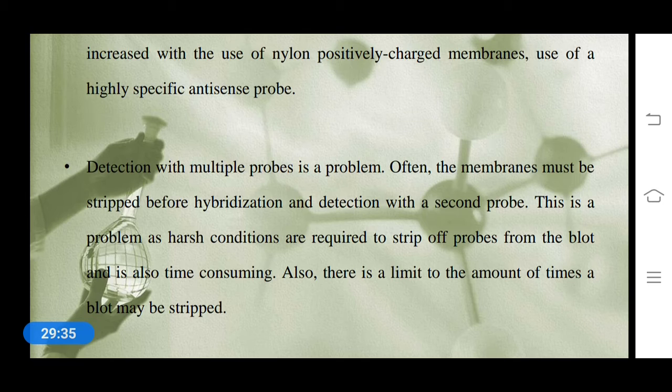Often the membranes must be stripped before hybridization and detection with the second probe. This is a problem, as harsh conditions are required to strip probes off the blot, and it is also time consuming. Also, there is a limit to the number of times a blot may be stripped.